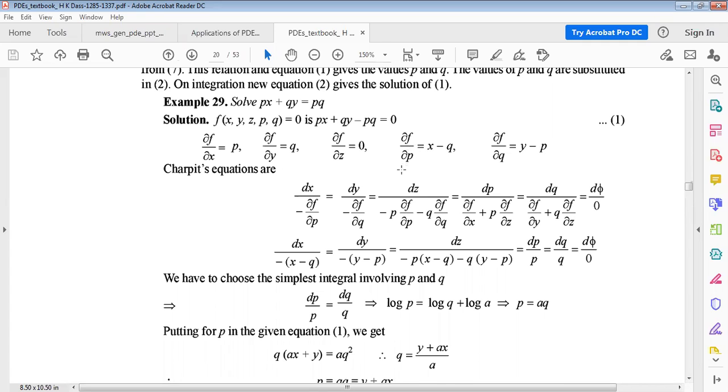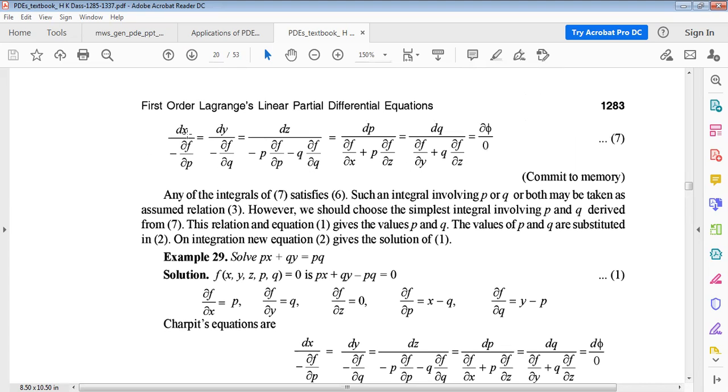Using this relation, dx divided by what will be? Minus ∂f/∂p; dy divided by minus ∂f/∂q; and dz divided by what? p ∂f/∂p minus q ∂f/∂q; and dp divided by what will be? ∂f/∂x plus p ∂f/∂z; and dq divided by ∂f/∂y plus q ∂f/∂z; and on the right hand side, dφ divided by 0.